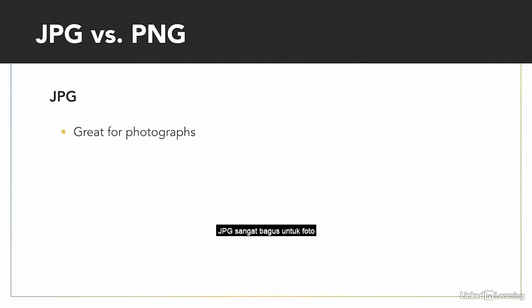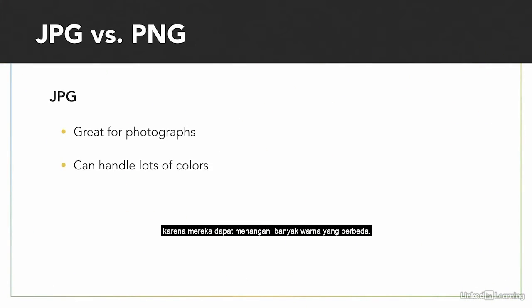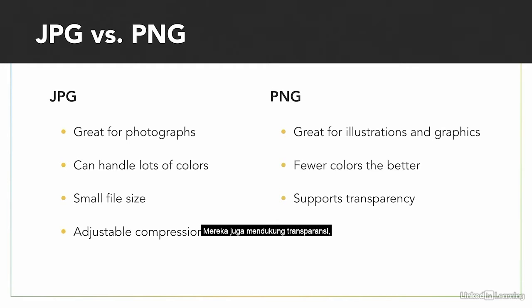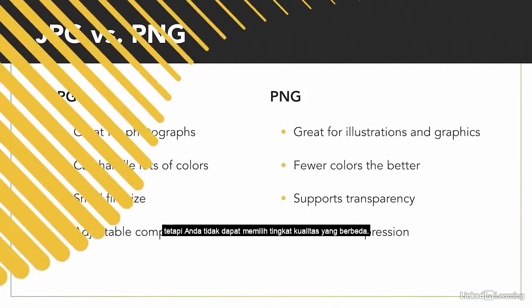JPEGs are really great for photographs because they can handle lots of different colors. They're also very small in general, and they do have an adjustable compression rate, so you can choose the quality level when you export. PNG files are great for illustrations and graphics because they can handle few colors very well. They also support transparency, but you can't choose different quality levels.